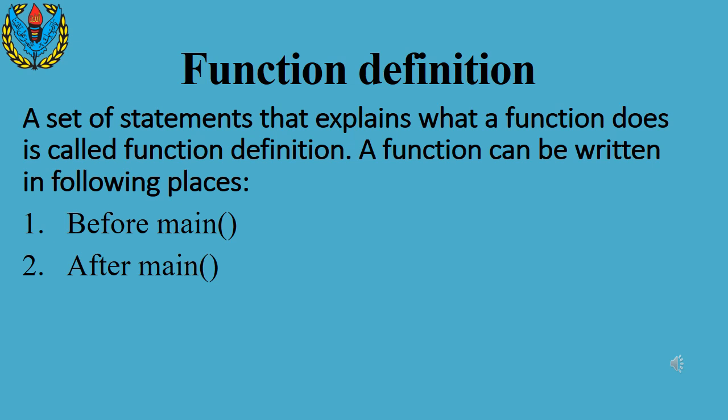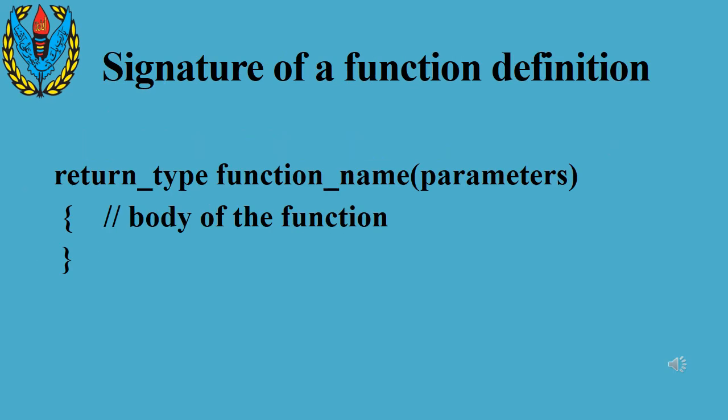Function definition. A set of statements that explains what a function does is called a function definition. A function can be written in the following two places: before main, after main. In the signature of a function definition, we have the return type, which is the specific return type of the function, the function name, which can be any given name, parameters, and the body of the function.